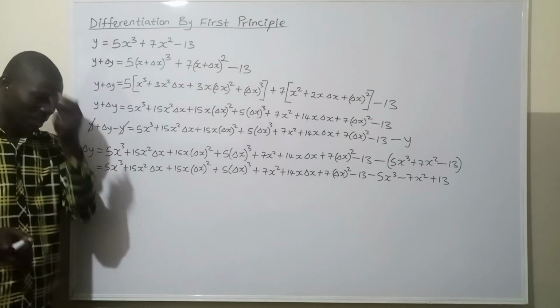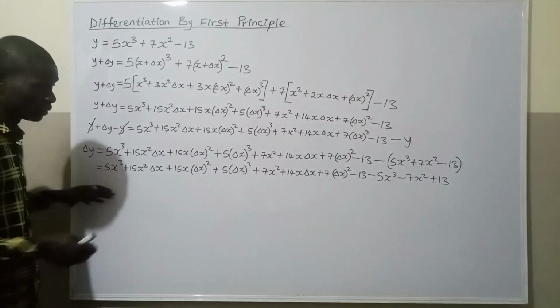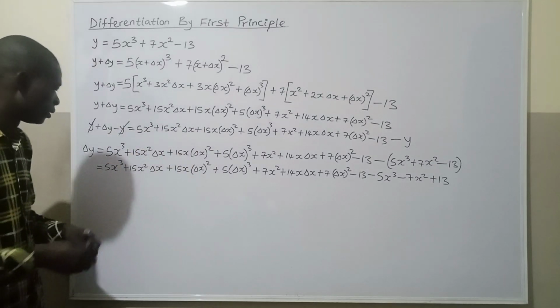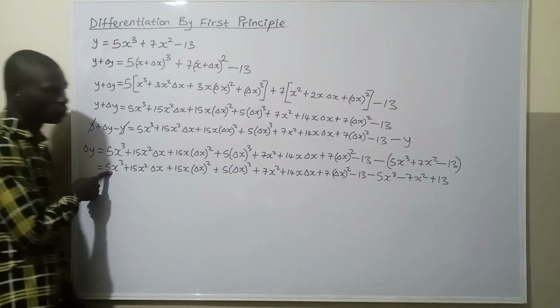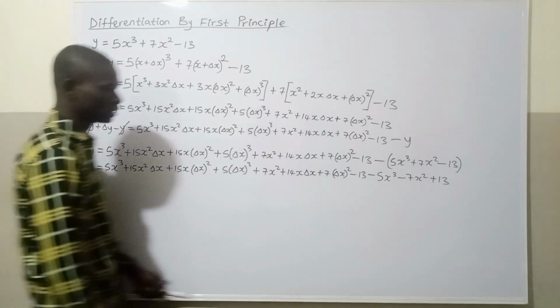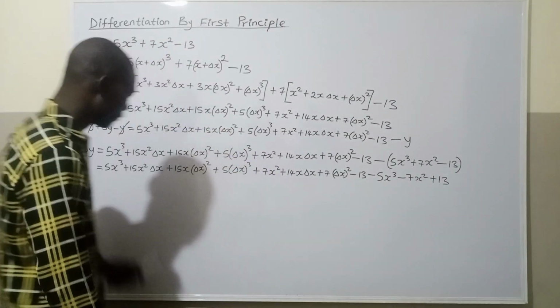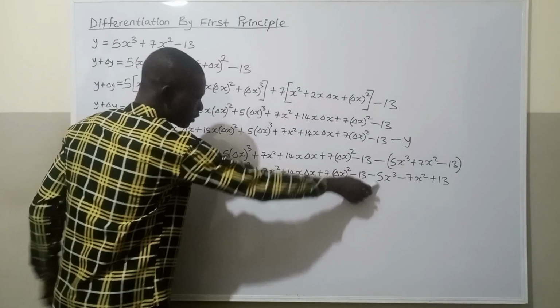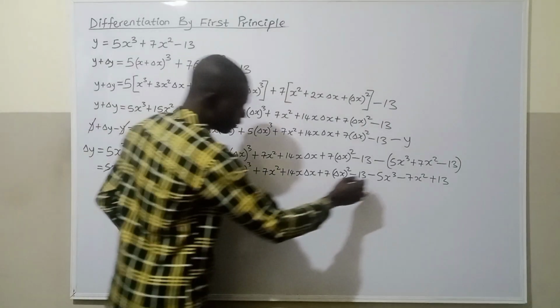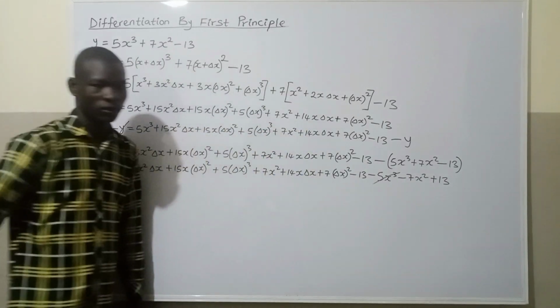So after we have gotten that, the next thing to do is to look for those ones that look alike and see how they can cancel out. So this is 5x cubed. This is also what? 5x cubed. But this one is positive 5x cubed, whereas this one is negative 5x cubed. So we have 5x cubed minus 5x cubed. That's going to be equal to what? 0. Of course, it means that they can cancel out. 5x cubed minus 5x cubed have cancelled out.